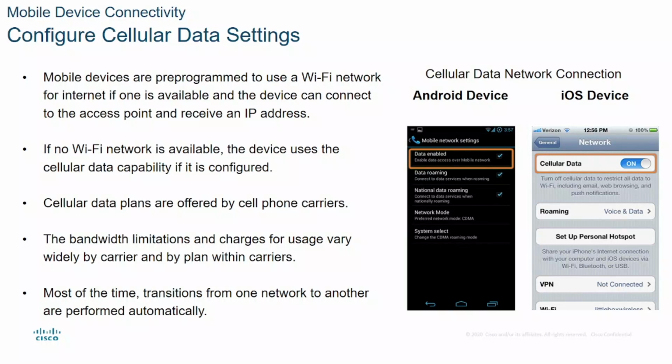Right, so cellular data plans are offered by cell phone carriers. That's your SIM card. Alright, so the bandwidth limitation and charges for usage vary widely by the carrier and by the plan within carriers. So that is varied by the network you're using, whether MTN, Airtel, or Glo, for example, or H2O or AT&T, and depending on the kind of data subscription you're using. So most of the time, transitions from one network to another are performed automatically.